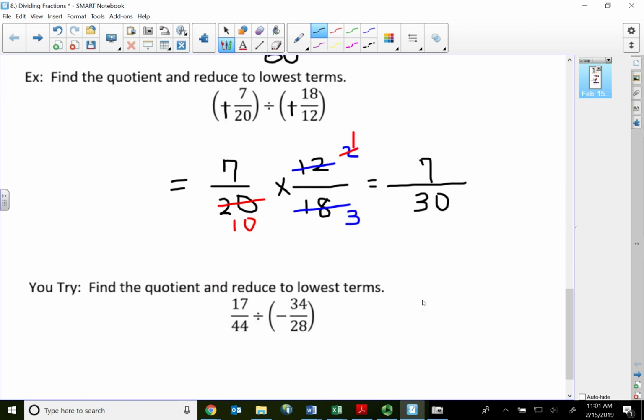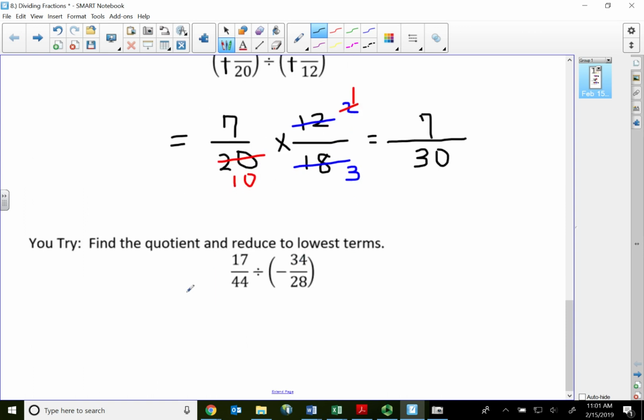All right, now you can pause the video and give this one a try. All right, let's give this a try. 17 over 44, positive divided by negative. Positive divided by negative will give me a negative answer. So I'm not going to look at this negative sign anymore because I know my final answer will be negative. So my 17 over 44 divided by 34 over 28 means times the reciprocal, which will become 28 over 34.